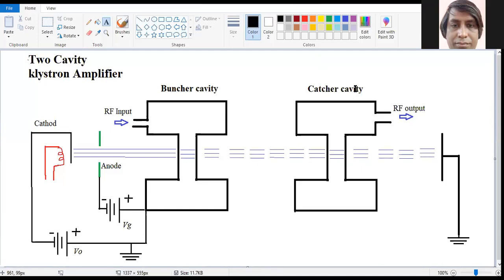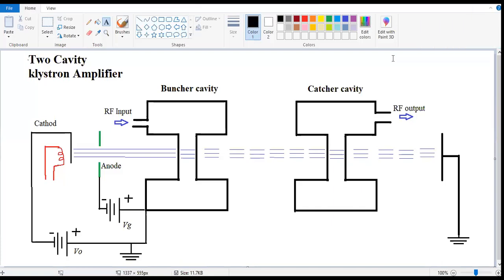So what is this two cavity klystron amplifier? Now we know that we are using microwave. This subject is microwave. When you start the microwave subject, we started with the basics and understanding, then whatever the passive equipment for the microwave that we discussed. Now today we will discuss the two cavity klystron amplifier.